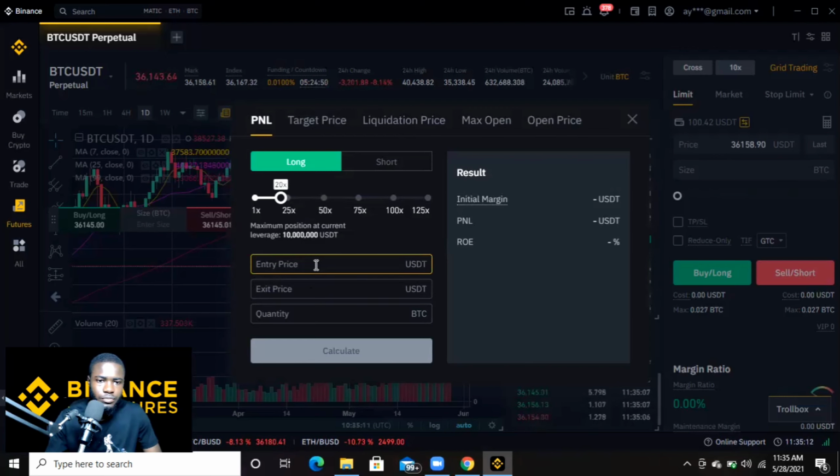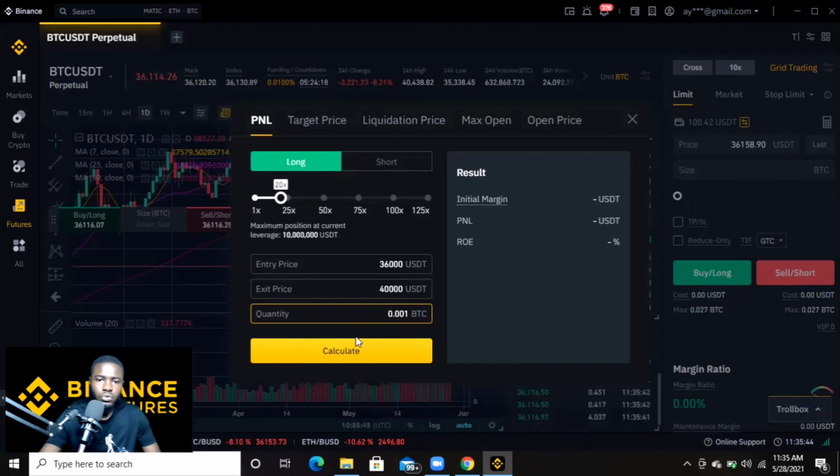So right now, entry price, you can use this to calculate how your trade is going to work, how your trade is going to pan out. So for example, let's say I enter a trade, I buy long at 36,000 BTC, right? And I want to exit at 40,000 BTC, right? And let's say the quantity I'm using is 0.001 BTC, right? So let's calculate that, and this is going to give us an estimation.